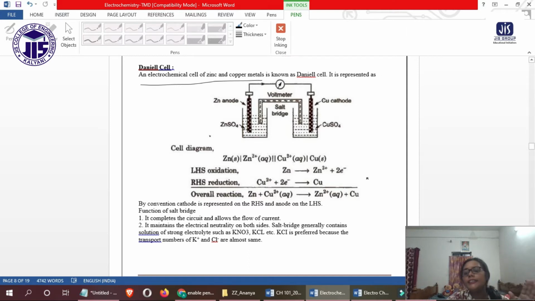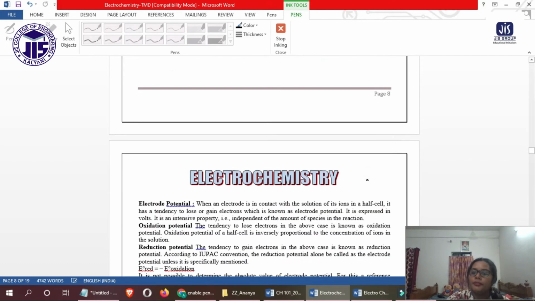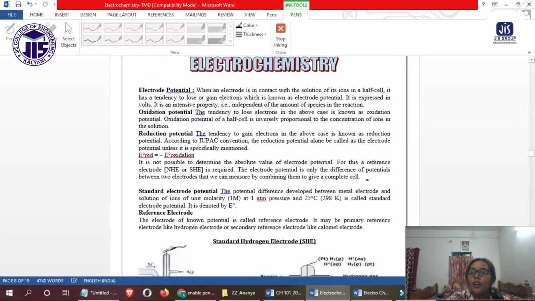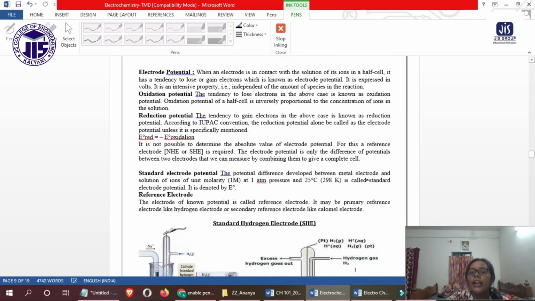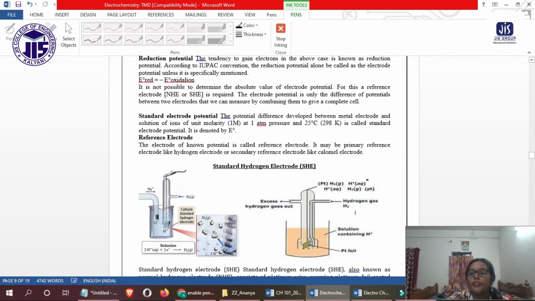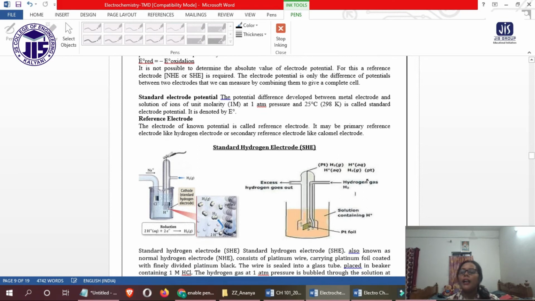So these are some of the topics that we discussed in our previous class. Okay, now today we will discuss the electrode potential. What is the electrode potential? What is the oxidation potential? What is the standard electrode potential, and we will see some of the cells. Okay, so these are some of the objectives of today's class.